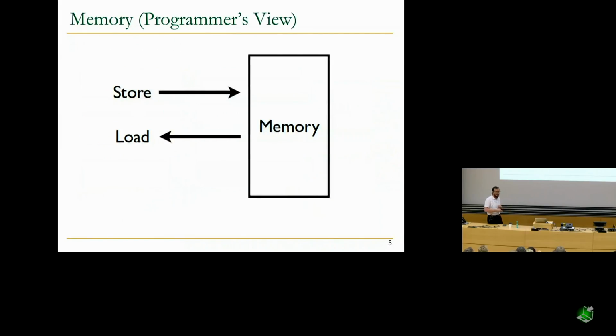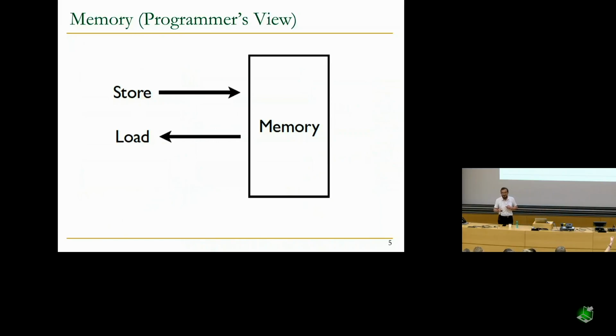So let's look at memory. This is the programmer's view of memory, right? As a programmer, memory is a black box. In this case, it's a white box. You store data to it and load data from it, right? That's it. It's a dumb box, if you will. Maybe that should change, but let's look at what's in that dumb box first.